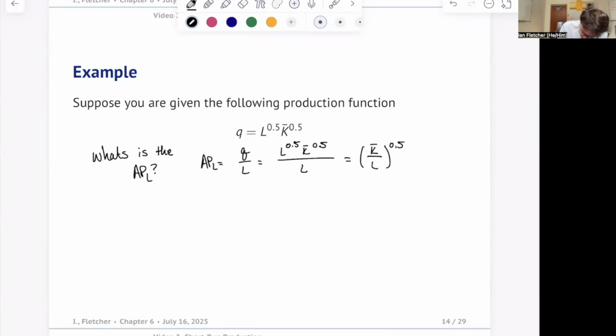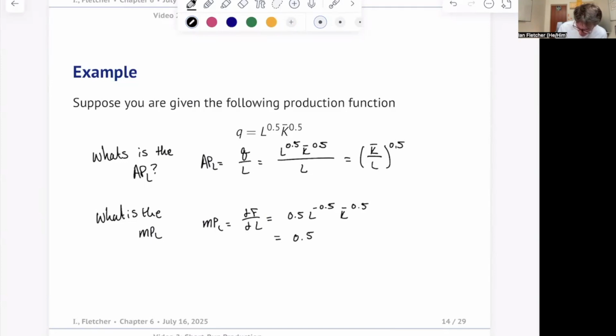And what about the MPL? Well, the MPL was this partial with respect to labor. And so we are going to get 0.5 L to the minus 0.5 K bar to the 0.5. Or 0.5 K bar to the 0.5 over L to the 0.5.